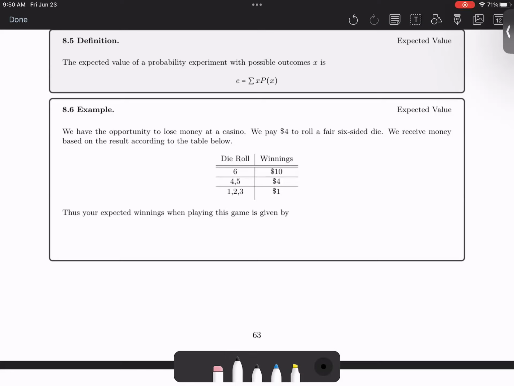So the average result. So the game is we pay $4 to roll a fair six-sided die, and then we receive money based on the result. So the game is we roll a die, and then we get some money after we pay $4. Let's find the expected value.